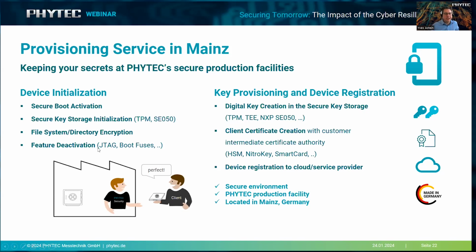And of course, we can deactivate critical features that might create an entry point for hackers who want to attack the device. For example, JTAG is typically something you want to make sure is not available as a debug interface, because through this you have access to everything, the local storage, the processor itself. Also boot fuses to make sure the device can only boot from one certain boot source is very helpful, so that not everything is possible with the device.